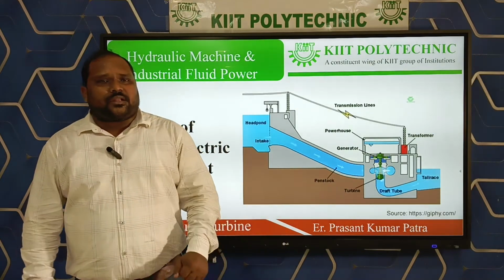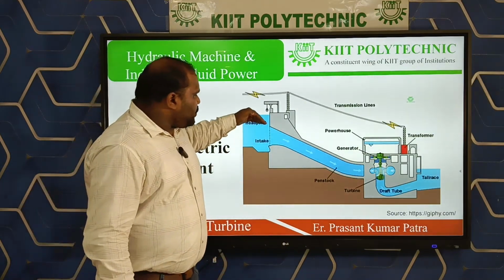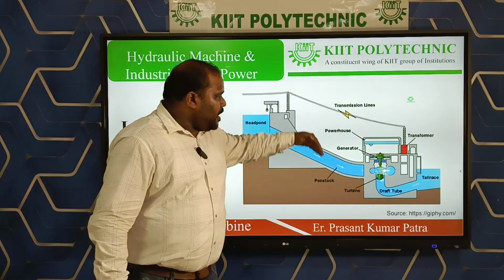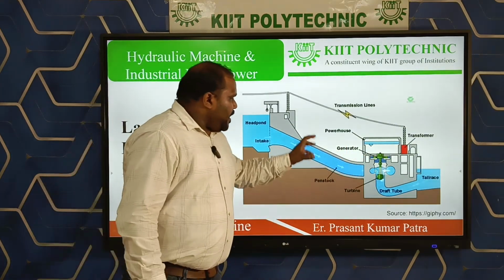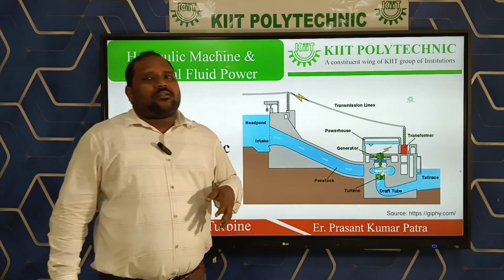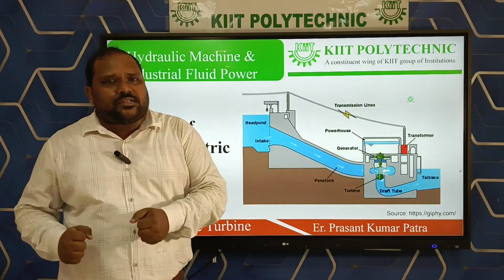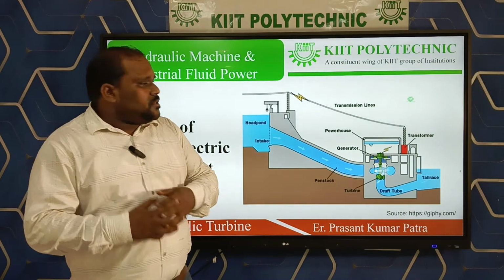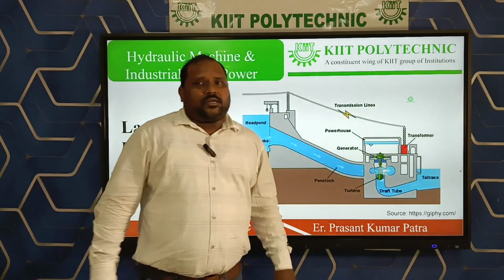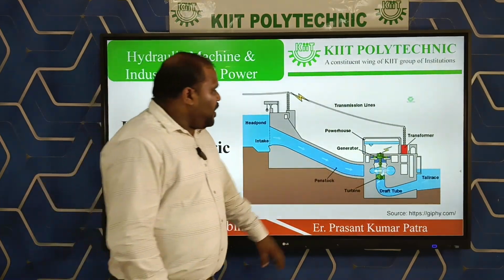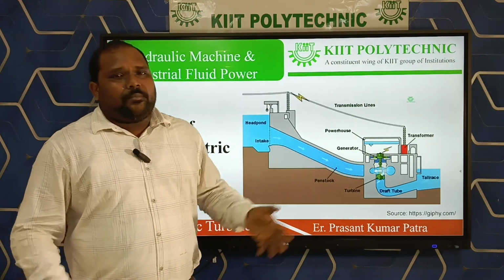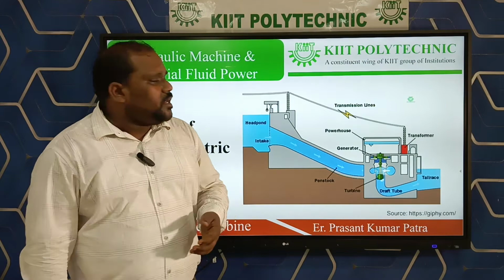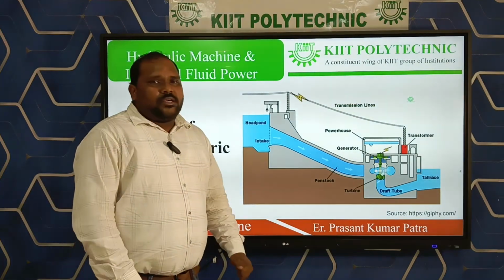How does this turbine run? When water flows from a high head and comes into the turbine, the energy present in the water, known as the hydraulic energy, is utilized to run this turbine. And after the starting of this turbine, we get the mechanical energy, and that mechanical energy is utilized in the generator.